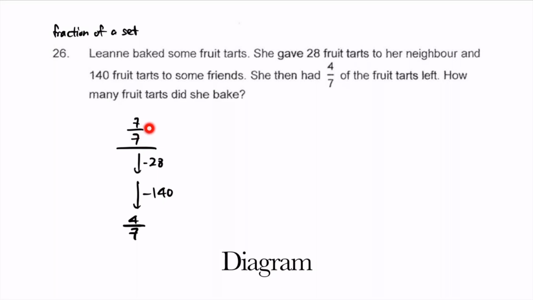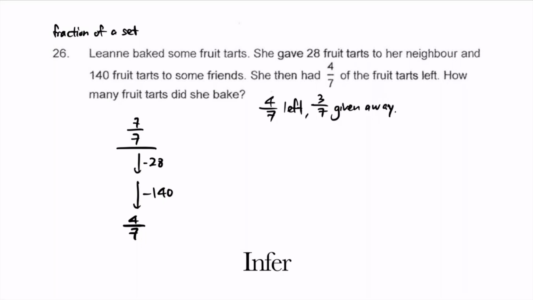Okay, why 7 out of 7? Because I see a 7 as the denominator. So if it's 10, denominator 10, then I'm going to write 10 over 10 as 1 whole. So we're going to show minus 28, minus 140, and the question tells us she had 4 out of 7 units left. Now, here, we actually need to infer. If 4 units were left and the total was 7 units, doesn't that mean 3 units were given away in total? So this means 28 and 140 actually represent 3 units.